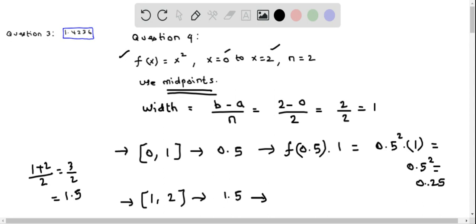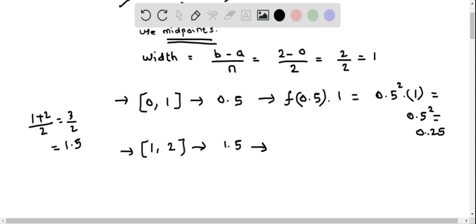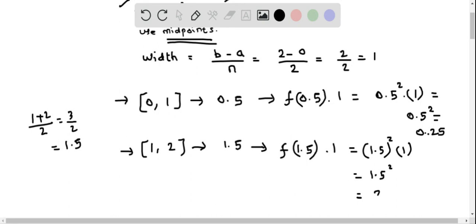Now let's determine the area of the second rectangle, which has the midpoint 1.5. So f of 1.5 gives the height of the rectangle, times the width, which is 1. Therefore this equals 1.5 squared times 1, and this equals 2.25. This is the area of the second rectangle. So 0.25 is the area of the first rectangle, and 2.25 is the area of the second rectangle.